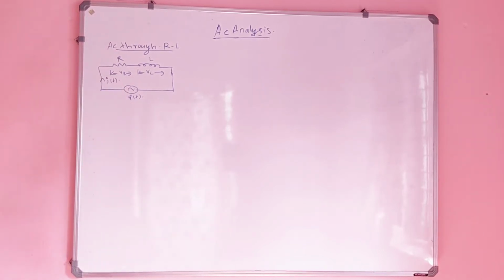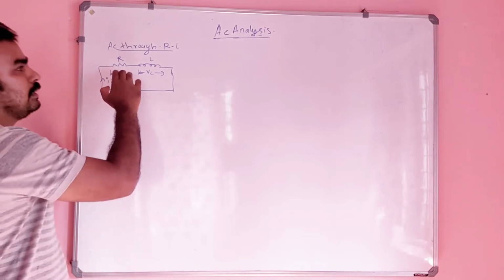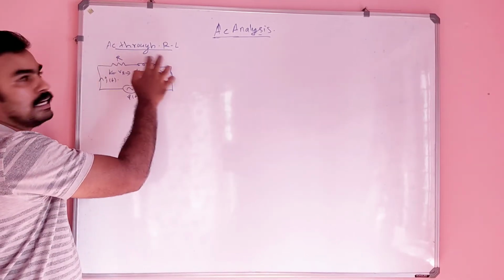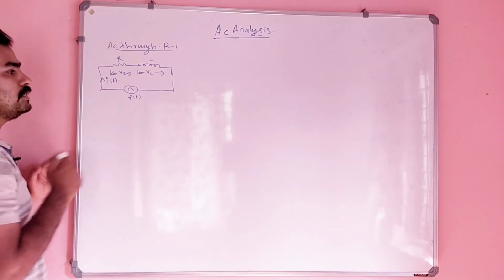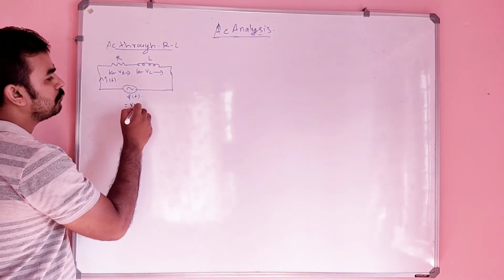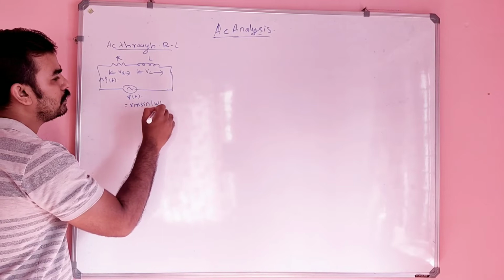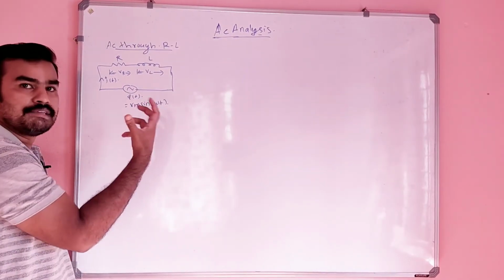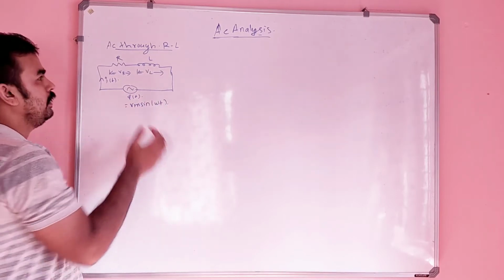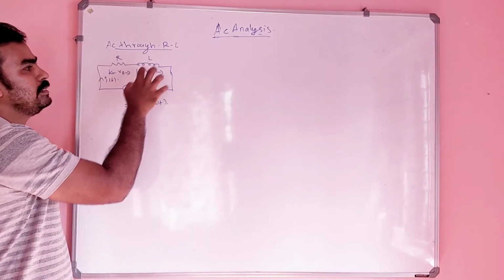AC through RL. Okay, consider an RL circuit which is energized by V of t, which is nothing but Vm sine omega t, an AC voltage. This is R and this is L.